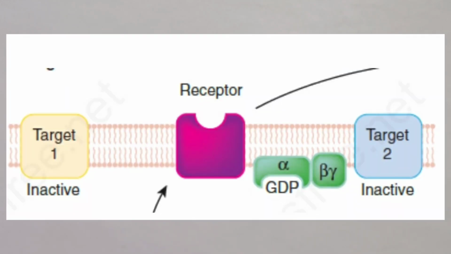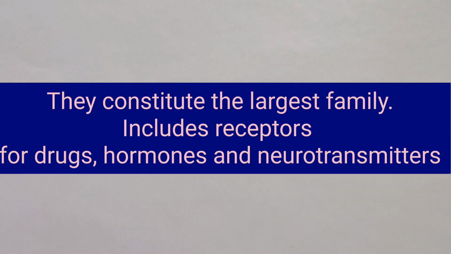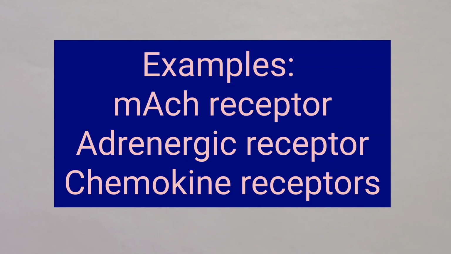The G protein consists of subunits such as alpha, beta, gamma, which exist as a trimer anchored to the membrane through lipid residues. They constitute the largest family and include receptors for many hormones and slow transmitters. For example, the muscarinic acetylcholine receptor, adrenergic receptors, and chemokine receptors are some examples.